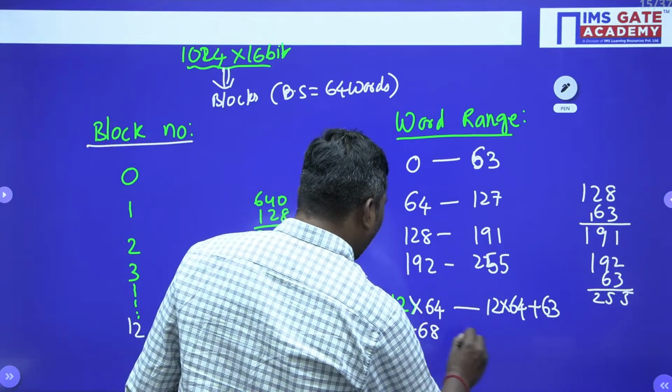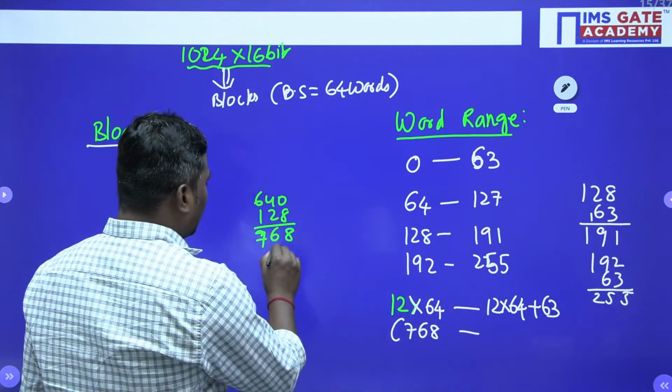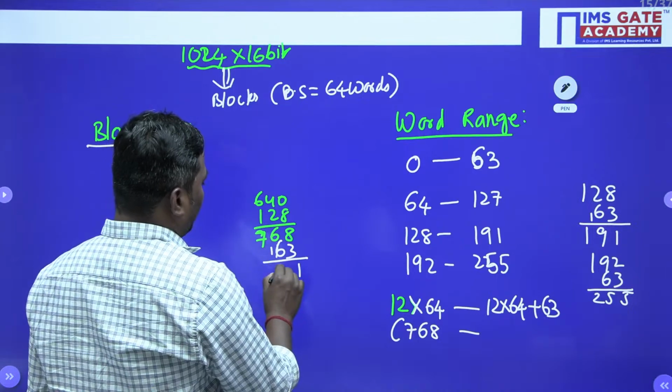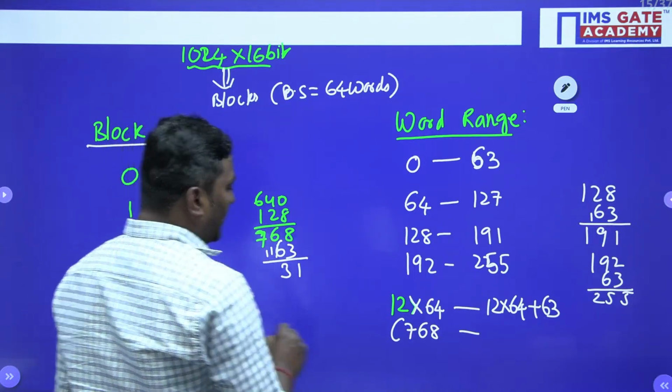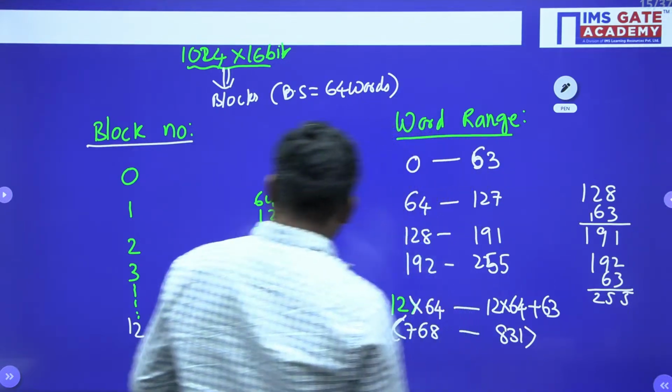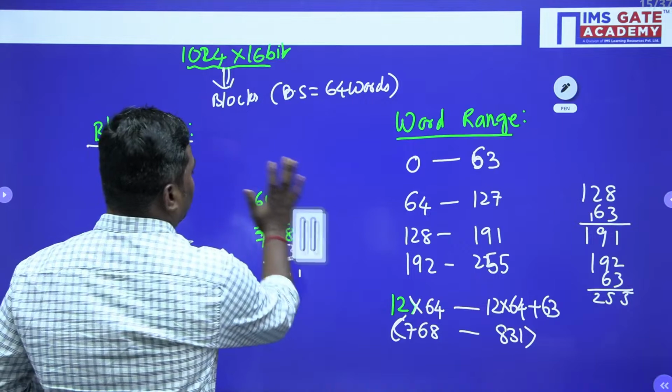768 is the starting one. If you add 63, it is 831. So 831 is the range end it is giving. I hope you understand.